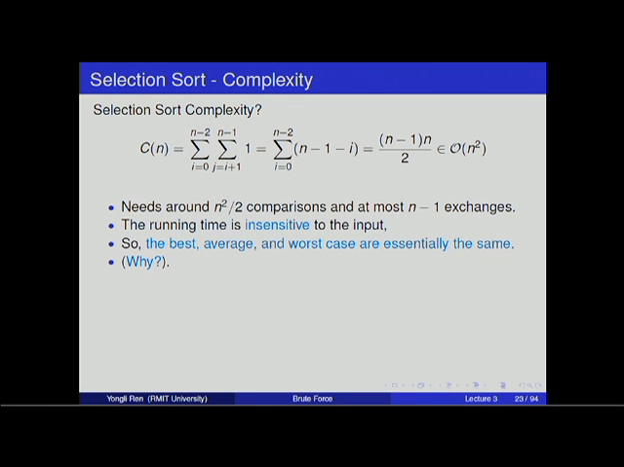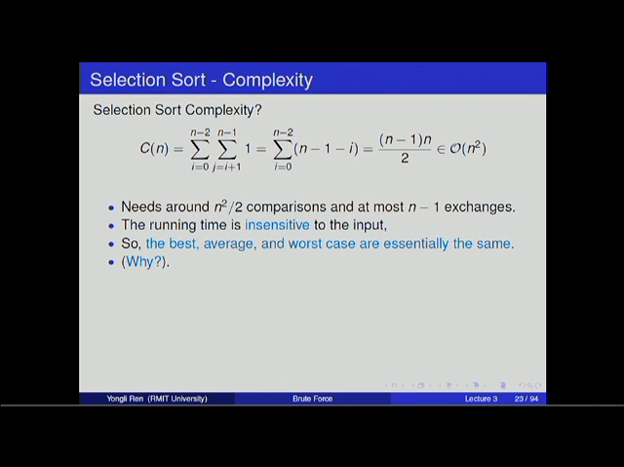Because remember, we do comparison. The comparison in selection sort: every time you scan the whole list, find the smallest, take it out. Then scan the rest and take out the smallest. There's nothing you can escape. You have to do all the comparisons, which means the number of comparisons is always around n squared over 2. So either best case, worst case, or average case, all the same. So it is insensitive to the input.